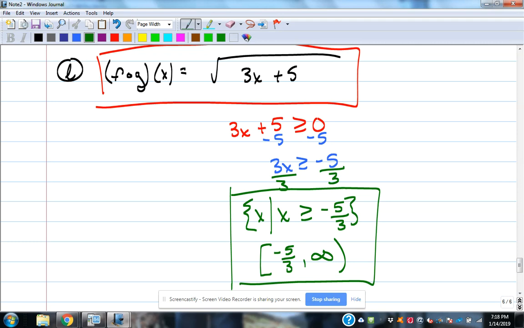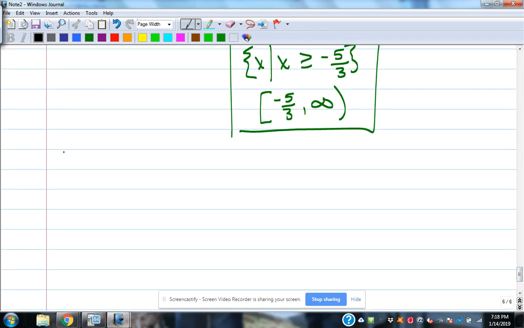Okay? Why did you put that bracket? Because it's got an equal to mark. Parenthesis means it doesn't have an equal to mark. Bracket means it does. Okay.